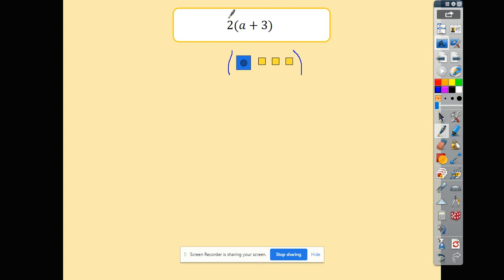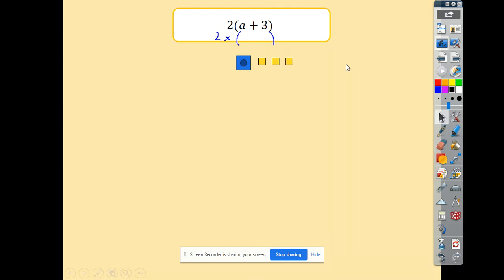Now, this is telling me I've got 2 lots of, because remember this is the same as saying 2 times a plus 3. So if I've got 2 times this, let's just rub these out. If I've got 2 times this, I've got 2 lots of what you can see on the screen. So let's add to that. I now have 2 lots.